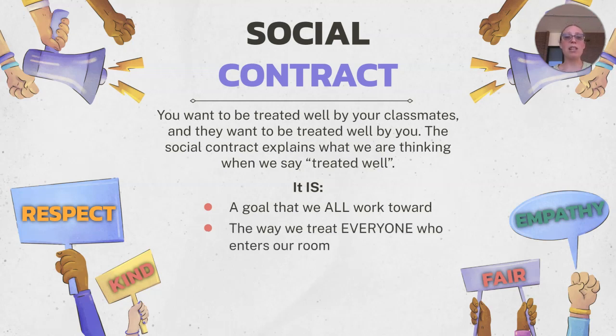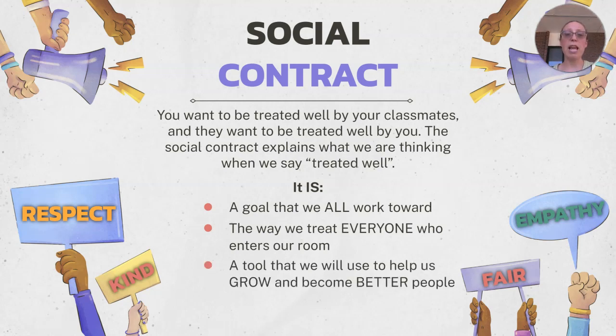It's the way that we want to treat everyone who enters our room. Substitute teachers, other students, random people who walk in and need something. Anybody who's in the room needs to be treated following our social contract. And it's a tool that we'll use to help us grow and become better people. And I say us, not just you guys, but us. So make sure that you don't expect that it's just the students who have to follow this. I need to follow the social contract too. And so if there's a time when I'm not following it, I want you guys to remind me, it's not just me making you guys follow it. It's for all of us.